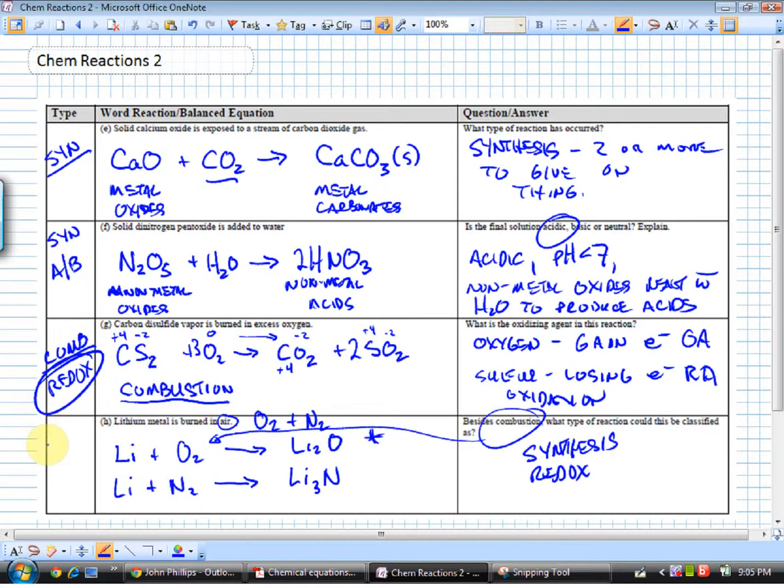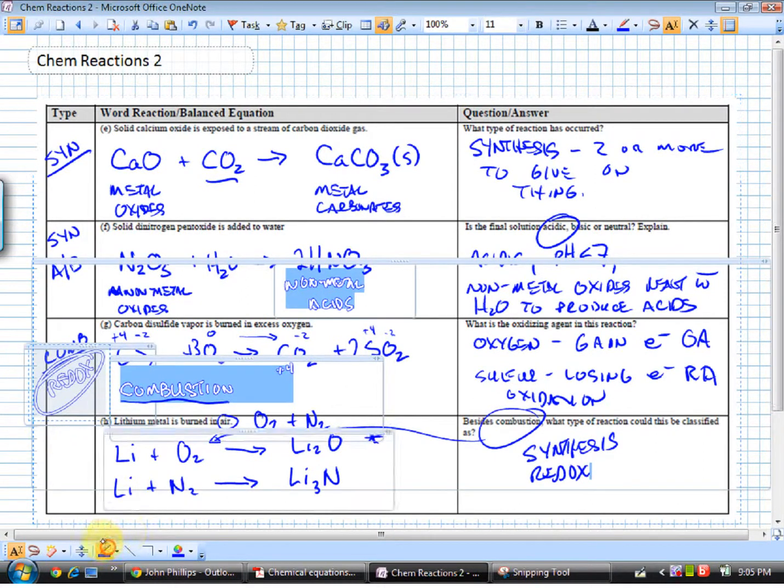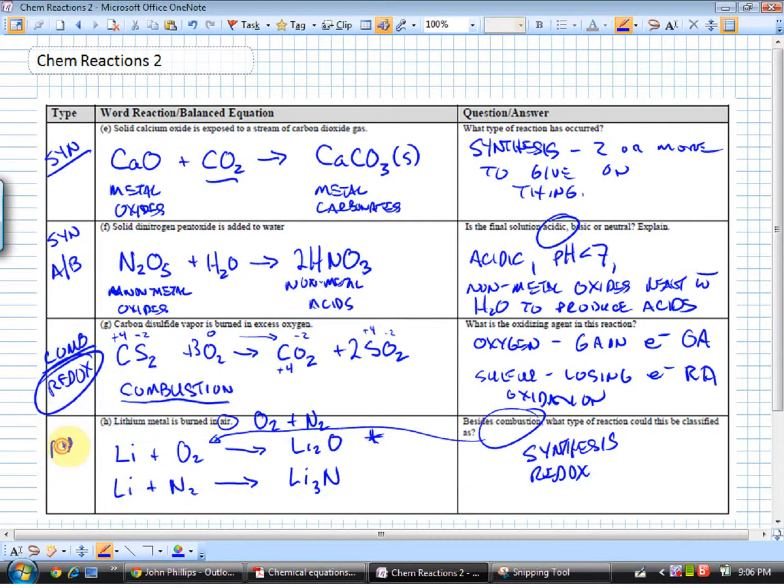So what do we call this? This is redox. Oops, lost my pen. Hang on. Get it back here. This is redox. This is combustion. This is synthesis. Okay? So again, the categories overlap. Synthesis, redox, what else did I say? Combustion, if we look at it from the perspective of the oxygen. All right, 4 more done.